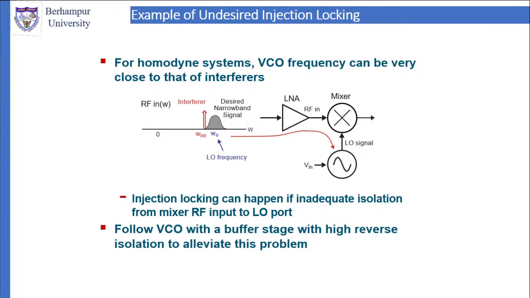Red is the interferer, and omega 0 is the desired narrowband frequency. That comes from the local oscillator, so the LO signal will contain that. It will come to the mixer and affect the IF frequency. So injection locking can happen if inadequate isolation from the mixer RF output to the LO port is given.